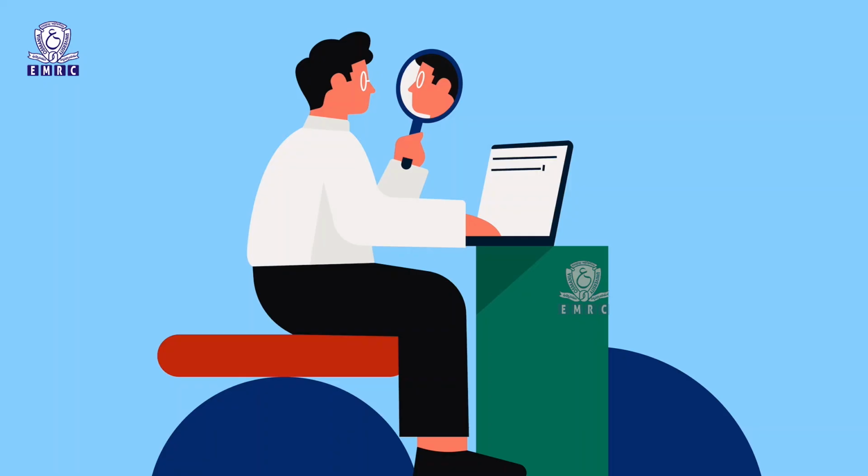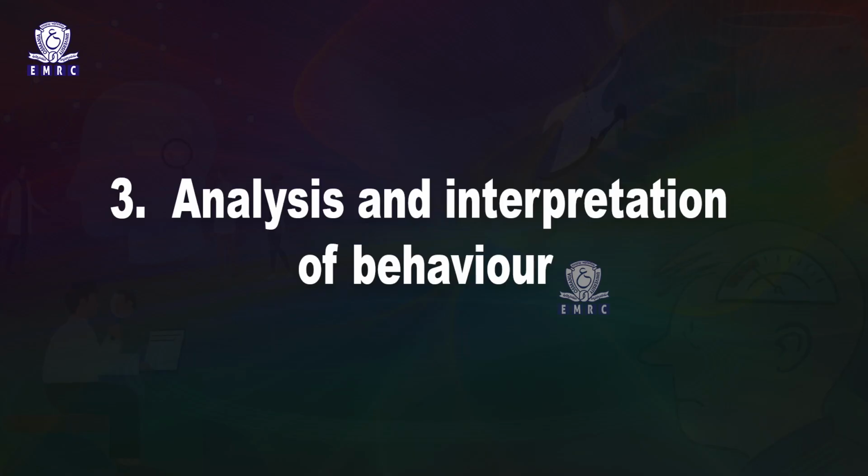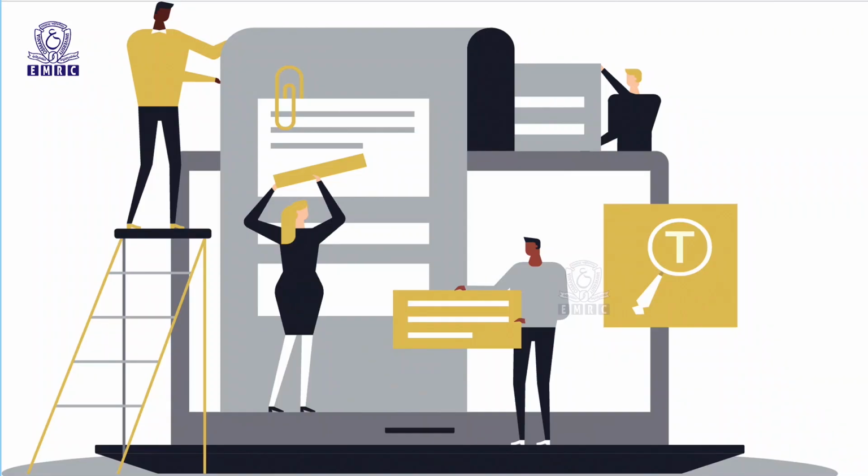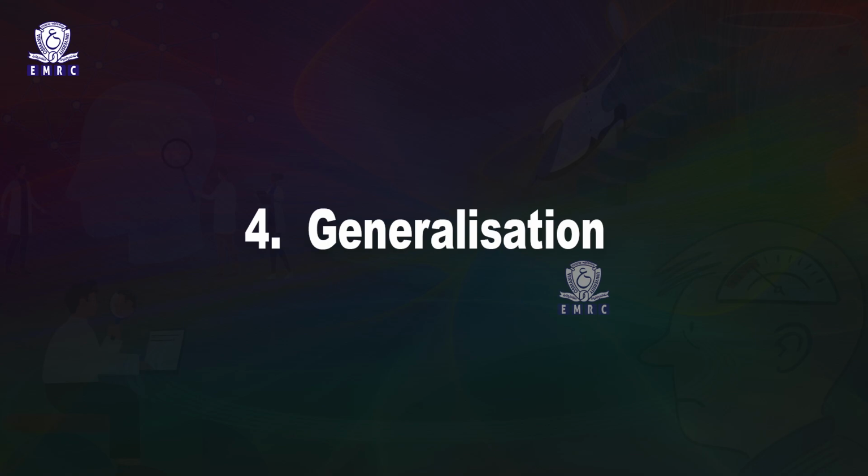The observation should be carefully and immediately noted and recorded. Minimum time should be allowed to pass between happening and recording. It will make the observation more objective. Then the third stage is analysis and interpretation of behavior. When the notes of behavior observed are completed, they are analyzed objectively and scientifically in order to interpret the behavioral patterns. Then the fourth and final step is generalization.